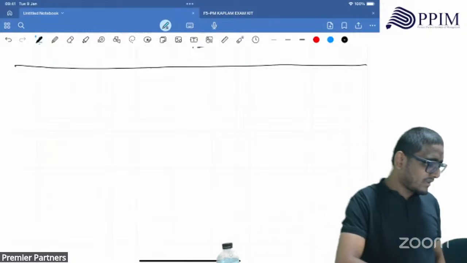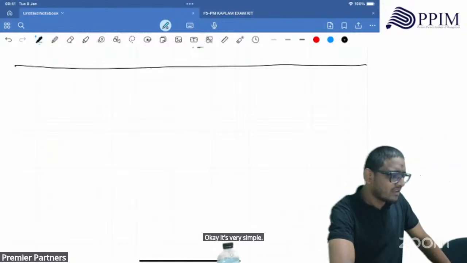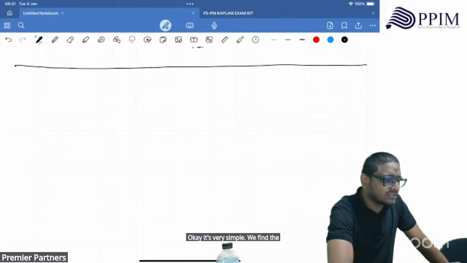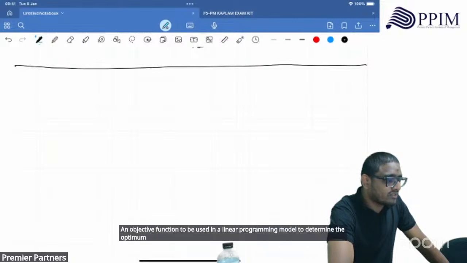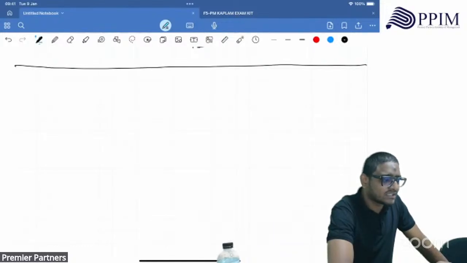Okay. It's very simple, no? Define the variables and formulate the constraint and objective function to be used in a linear programming model to determine the optimum usage of resources in April. In April, what they are saying, it's going to be 15% less than in March. That's all. 15% less than in March.